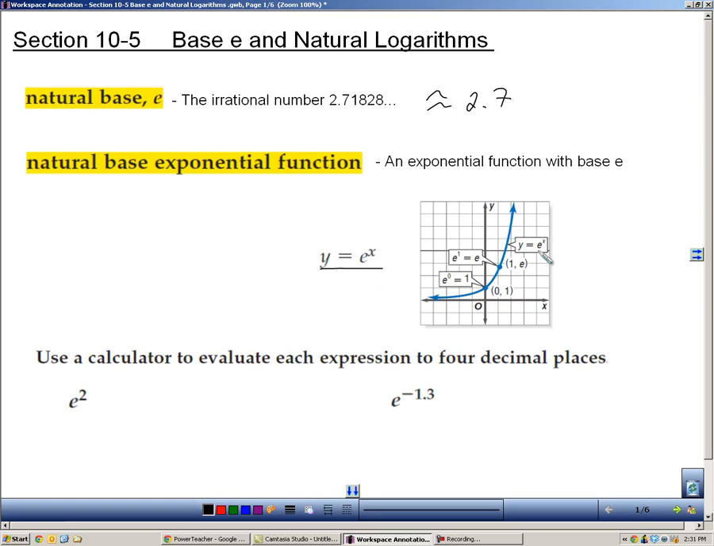This letter e is a useful letter in upper level mathematics, and there's even a button on your calculator to find out what e to whatever power is. So you should know how to type this into your calculator, e to the second power, and you should get about 7.3891. If you do e to the negative 1.3, you should get 0.2725. So please learn how to type the natural base, the e, into your calculator and do exponents with it.